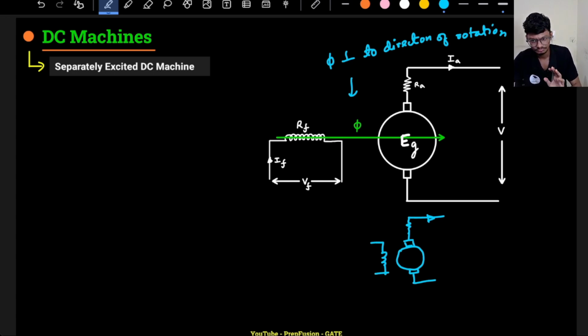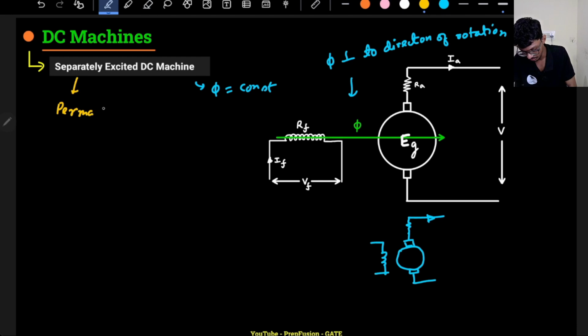So generally here also the flux is assumed to be constant, only because I'm providing a DC voltage here. So roughly you can assume that a permanent magnet DC machine and a separately excited DC machine are both the same thing. They are both almost the same thing, but I'm just providing a separate supply to the field winding.